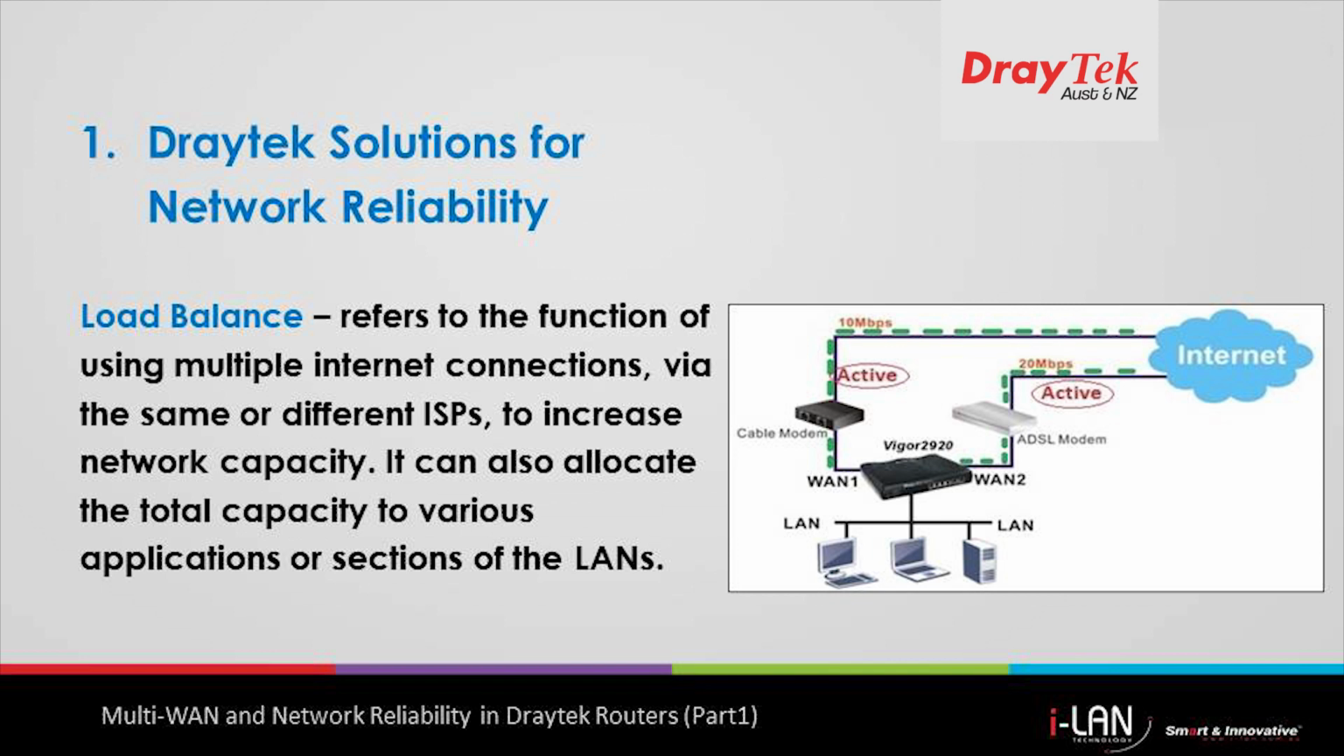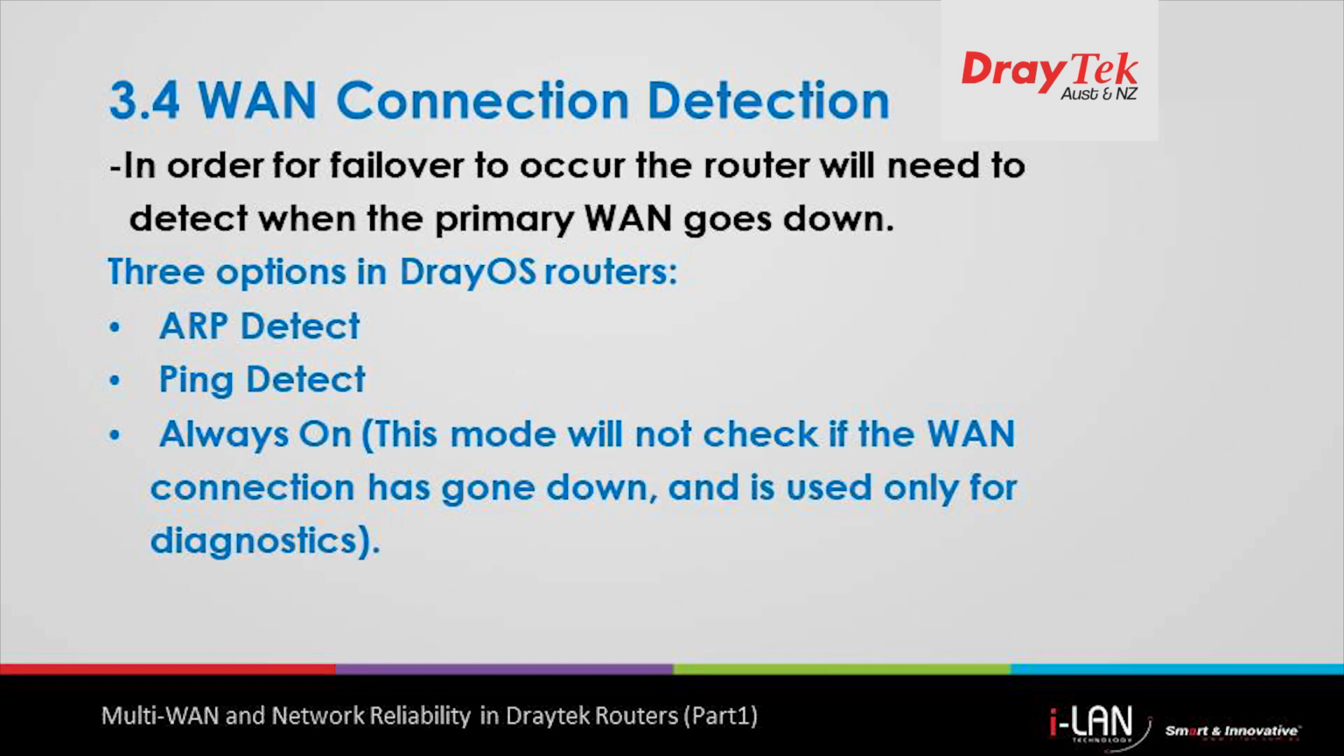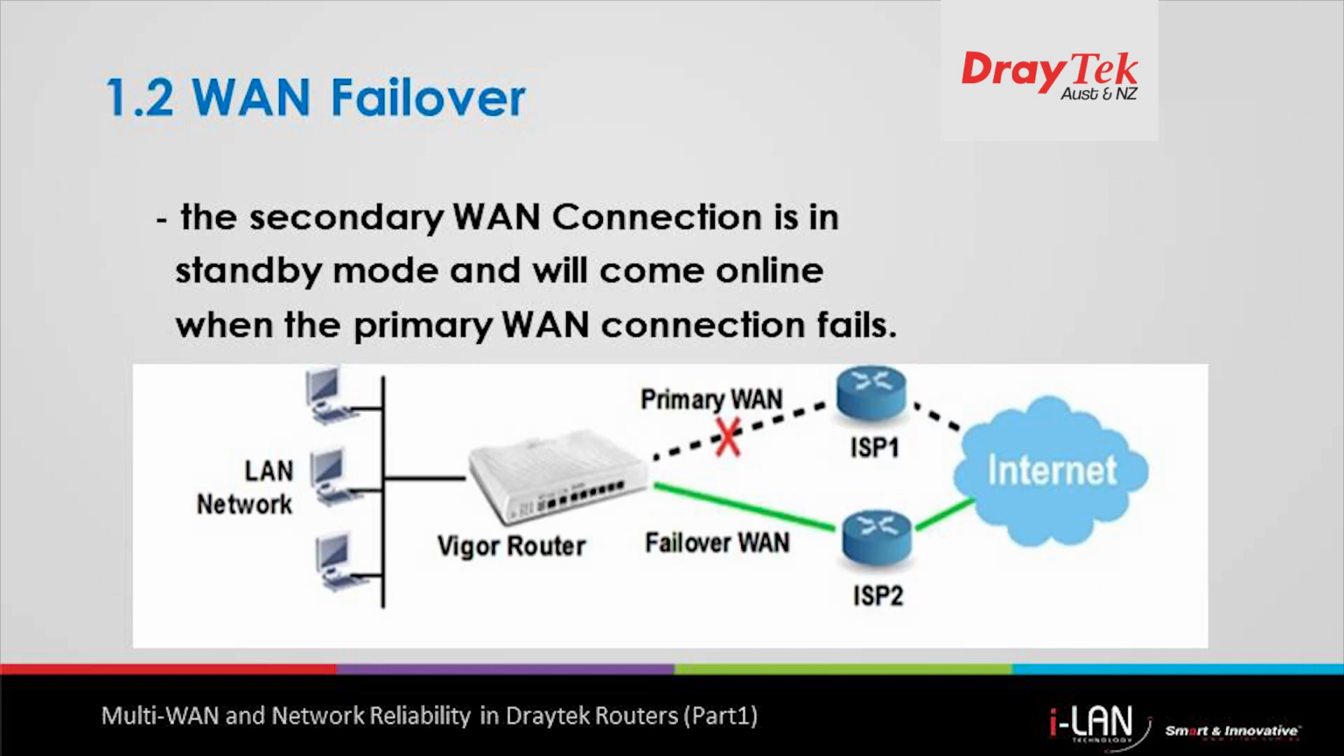This workshop discusses WAN load balancing configuration options, including the use of session-based load balancing to aggregate two separate WAN connections to achieve higher internet speeds. Different failover modes are also covered, including detection of WAN failure and how this affects the speed of failover.